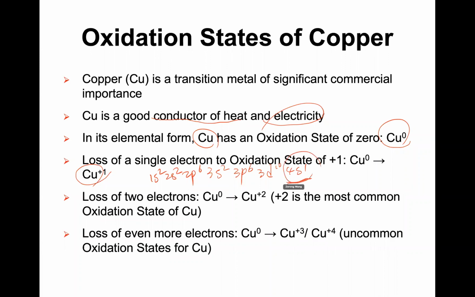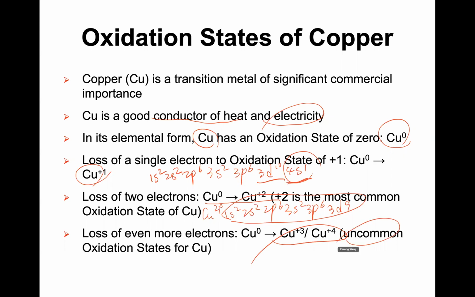At the same time, since that's a d orbital electron, it can also lose 1 or 2, something like that. So in this case, if it loses 2, then you will see that form. So we can write it here: 1s2, 2s2, 2p6, 3s2, 3p6, 3d9. Now that will be the copper 2 plus, and you can further lose to give this one, but this is a very high oxidation state. So those are not common in chemistry.